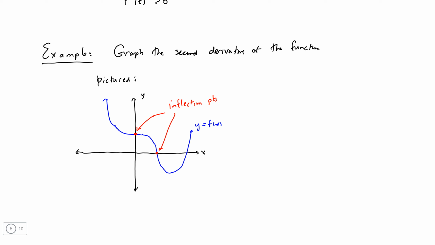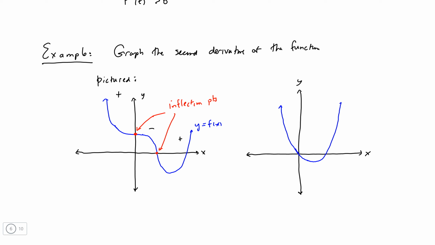And so what do our inflection points indicate? Well, those are where the second derivative is equal to 0 because we're changing concavity there. Concave up means we're positive. So in this part over here, we're positive, negative, and then positive again. We're positive here, and then we're negative for a little bit, and then we're positive again. So this is what our second derivative would look like.